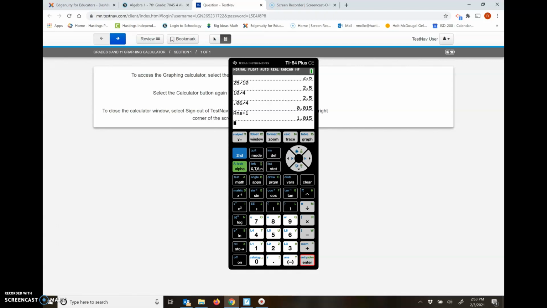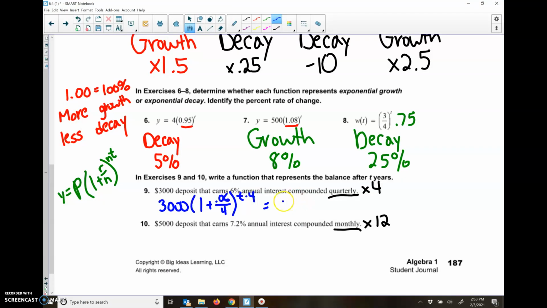So then our final formula here is 3,000 times 1.015 raised to the 4t power. So if they tell us after 2 years, then I'm going to put a 2 in there. They tell us after 5 years, I'm going to put a 5 in there. They tell us after 1 year, I'm going to put a 1 in there, and then we can figure out how much money is there. Okay, same thing on number 10.